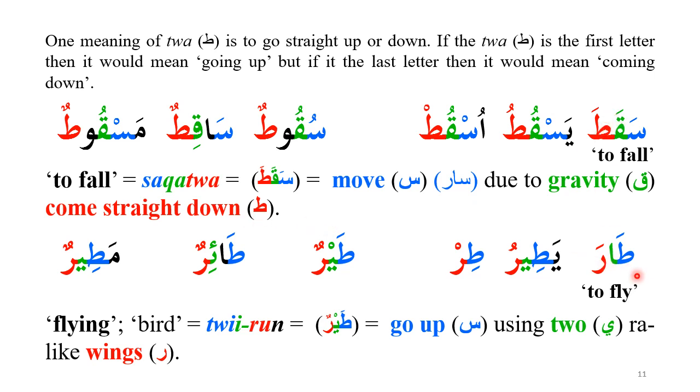On the other hand, if the ta is the first letter, it would mean go up. So for example, tara, yatiru, tir, it means to fly, and tairun means flying, or tairun can also mean bird, and tairun means a flyer, one who flies, and matirun means the maf'ul of this word. Sometimes this maf'ul is difficult to translate in English, because English doesn't use this kind of construction, but in the divine language it's very common to use this, although much less than tayyibun. Divine language would rather go with the active participle, right? And the passive participle is used less.